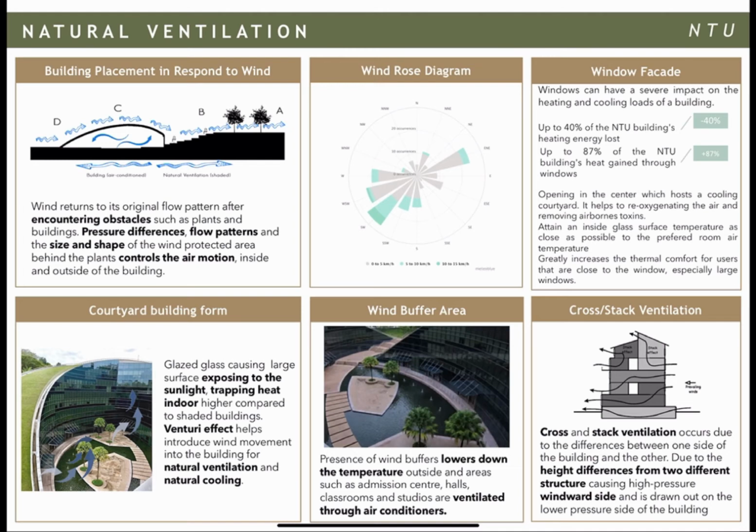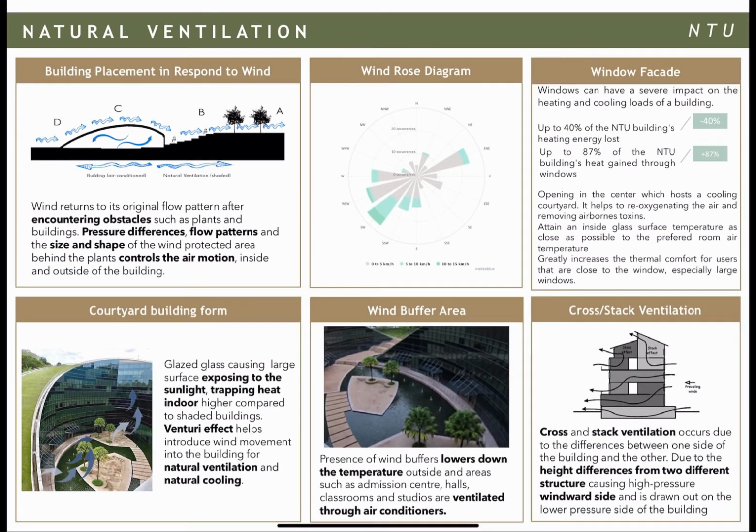The window facade can have a severe impact on the heating and cooling loads of a building, but because of the opening in the center which holds a cooling courtyard, it helps to reoxygenate the air and remove airborne toxins. Cross and stack ventilation occur due to the differences between one side of the building and the other, due to the height differences from two different structures, causing high pressure on the windward side and air is drawn out on the lower pressure side of the building.